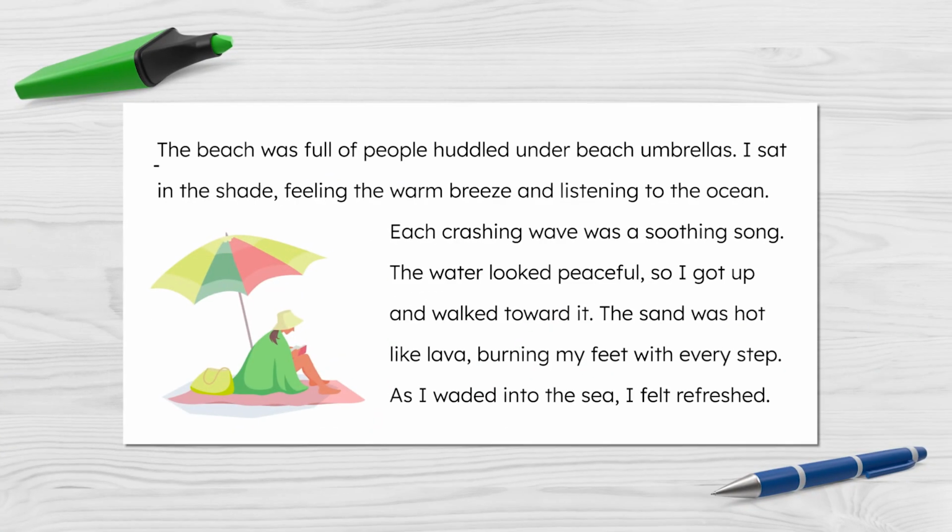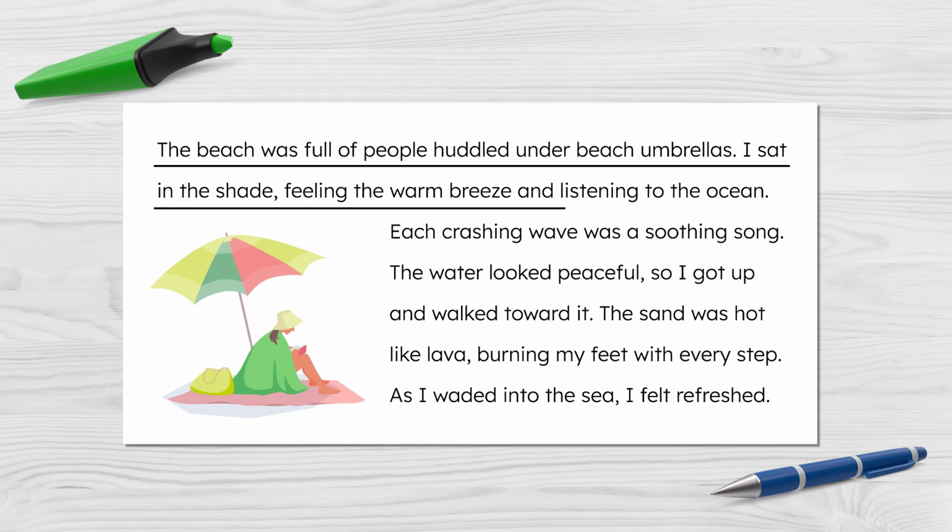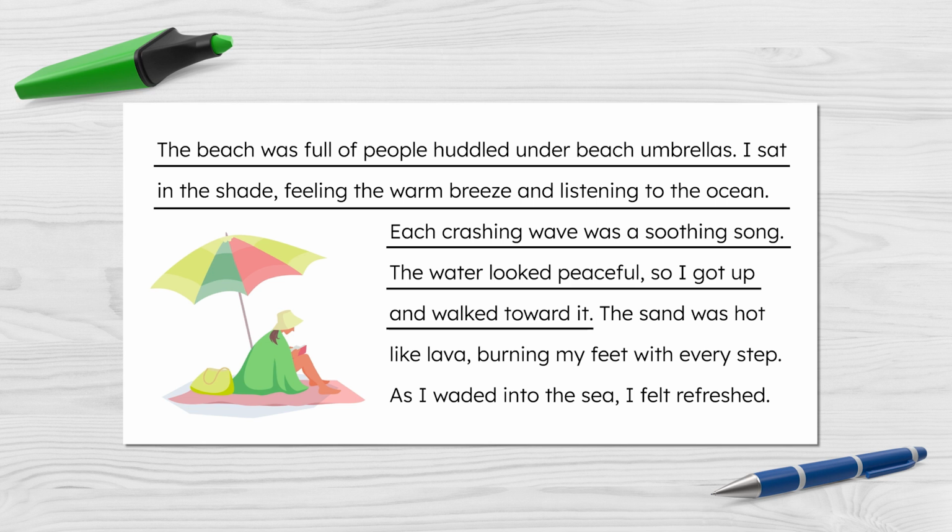Now that you know what similes and metaphors are, let's find them in a text. First, I'll read part of a story that contains one simile and one metaphor. Try to spot them. The beach was full of people huddled under beach umbrellas. I sat in the shade, feeling the warm breeze and listening to the ocean. Each crashing wave was a soothing song. The water looked peaceful, so I got up and walked toward it. The sand was hot like lava, burning my feet with every step. As I waded into the sea, I felt refreshed.